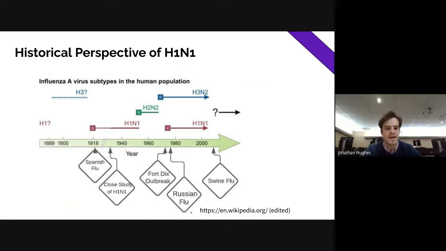Then in the 1930s, you have the close study of H1N1. People were able to isolate it, determine it was a virus, and determine it was the cause of the Spanish flu. Back then, people thought it was a bacteria. They weren't really sure what it was. People were able to create vaccines for it and just learn more about the characteristics of H1N1.